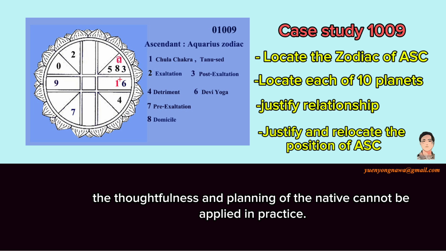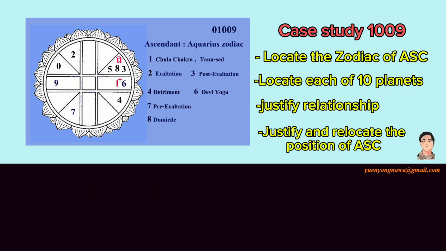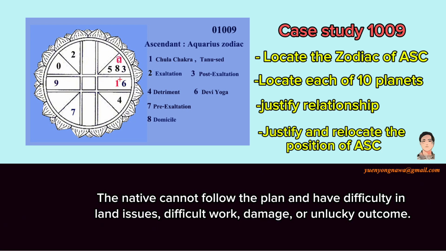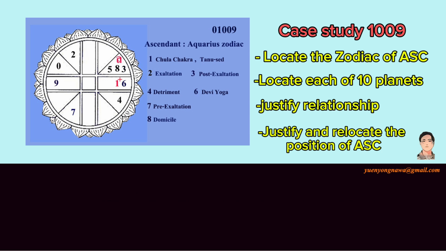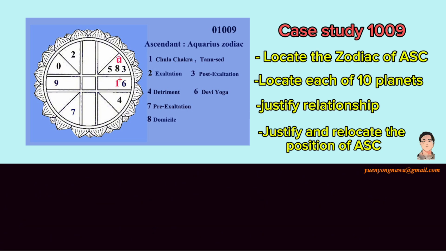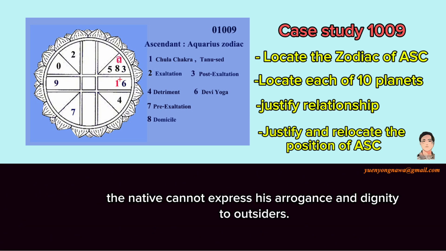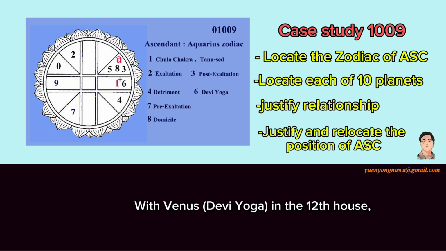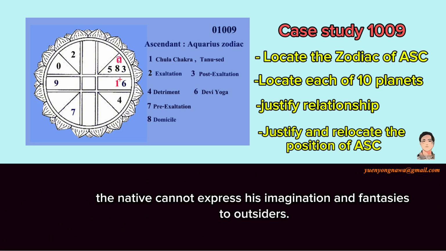The thoughtfulness and planning of the native cannot be applied in practice. The native cannot follow the plan and has difficulty in land issues, difficult work, damage, or unlucky outcome. With the Sun, Chula Chakra, in 12th house, Venushana, the native cannot express his arrogance and dignity to outsiders. With Venus, Devi Yoga, in the 12th house, the native cannot express his imagination and fantasies to outsiders.